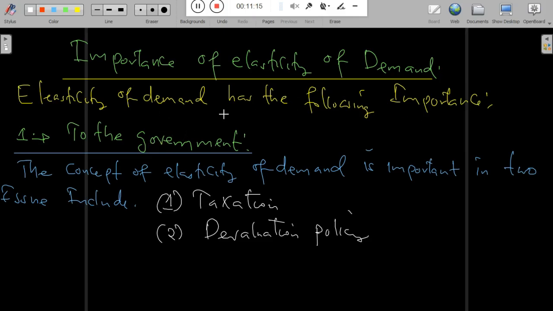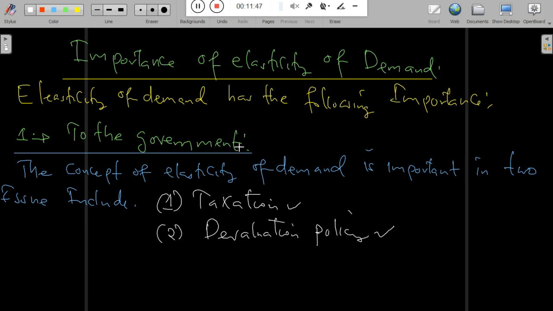Importance of elasticity of demand. Elasticity of demand is the degree of responsiveness, or change, of quantity demanded due to a change of price. The first importance is aligned with the government.